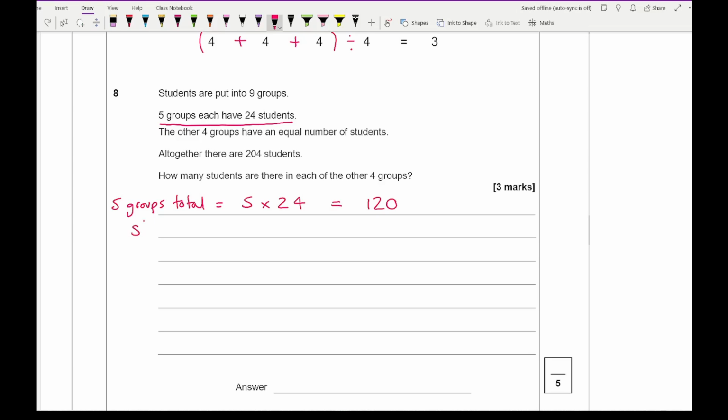Now in terms of the next mark, I then need to work out how many students are left. So I'm going to take away that 120 from 204. So 204 minus 120, which gives me an answer of 84 students. Now we know that's going to be the total of the 4 groups, and we've got to divide this number by 4 because there's an equal number of students in each of those 4 groups. So then I've got to do 84 divided by 4, which gives me a final answer of 21 students.